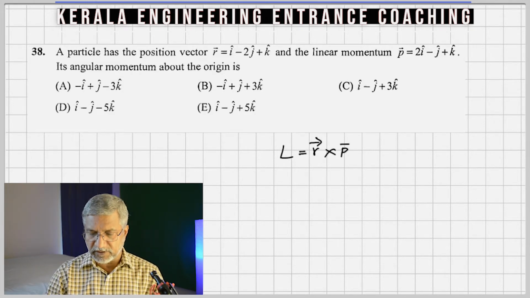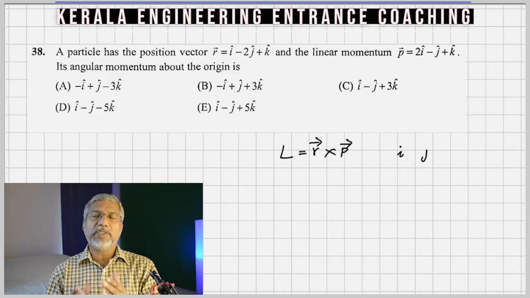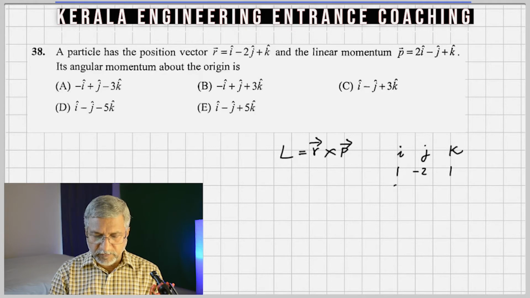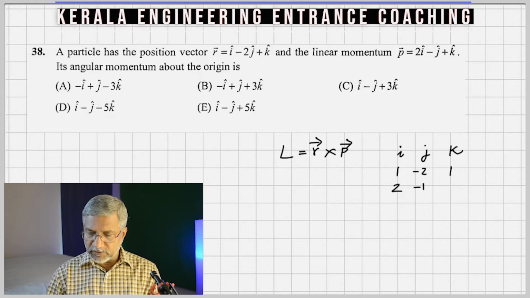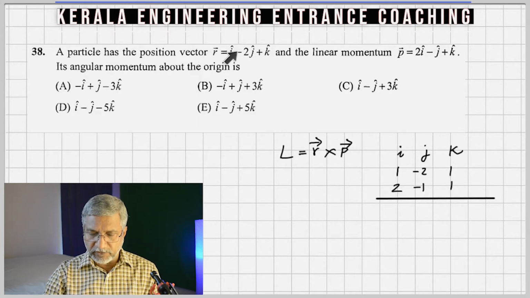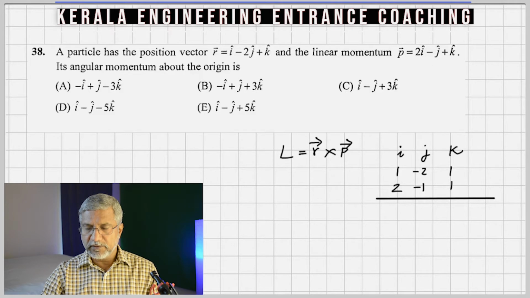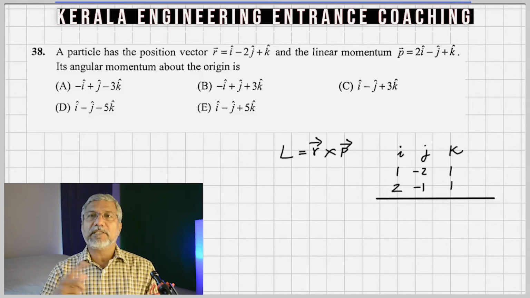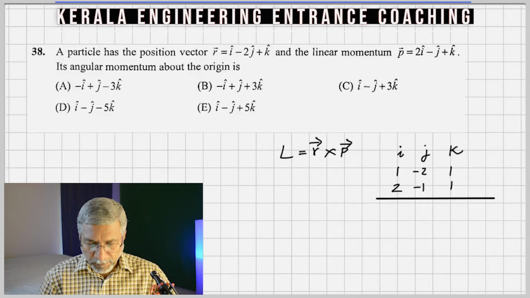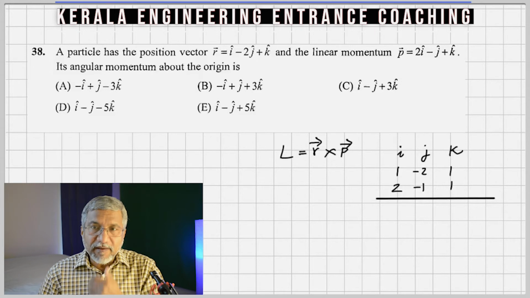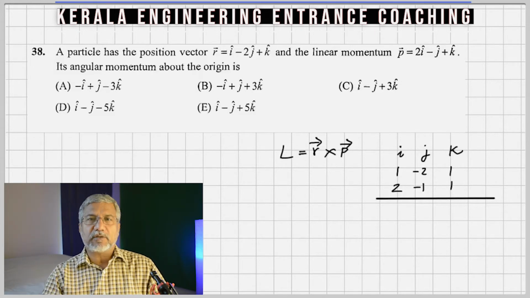There's supposed to be a vector here, okay? And then what you do is you put i, j, k, and then list the coefficients. Let me slow this down. 1, minus 2, and 1. Where did I get that from? That is 1 here, minus 2, and 1. And for P, I have 2, minus 1, and 1. So I just listed the coefficients of both of them. And now you have to take the cross product.